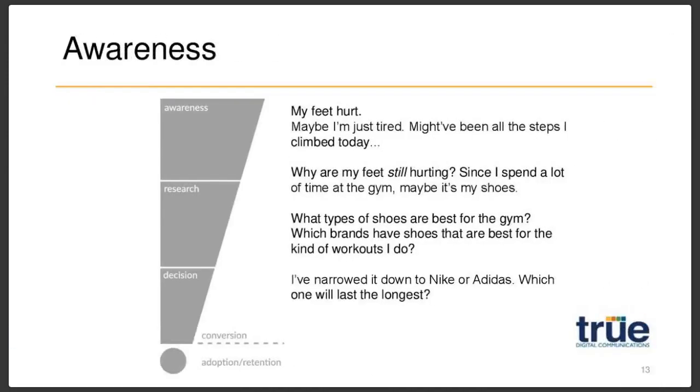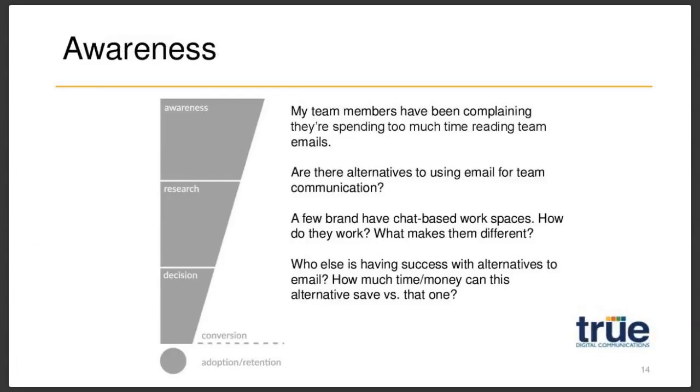At its most basic, the entire process looks something like this. I have a need. I want to address the need. I explore my options, I narrow them down, and I make a choice. A B2B example might look like this. The need in this case is more complex. An entire team might be involved in the decision-making process, but the path is still basically the same.